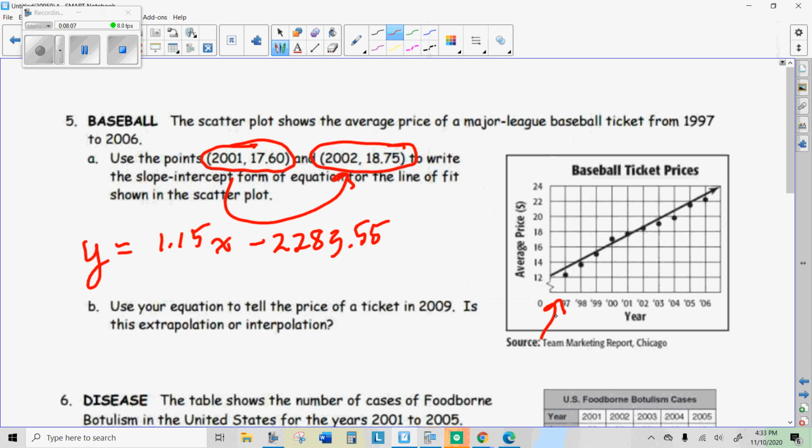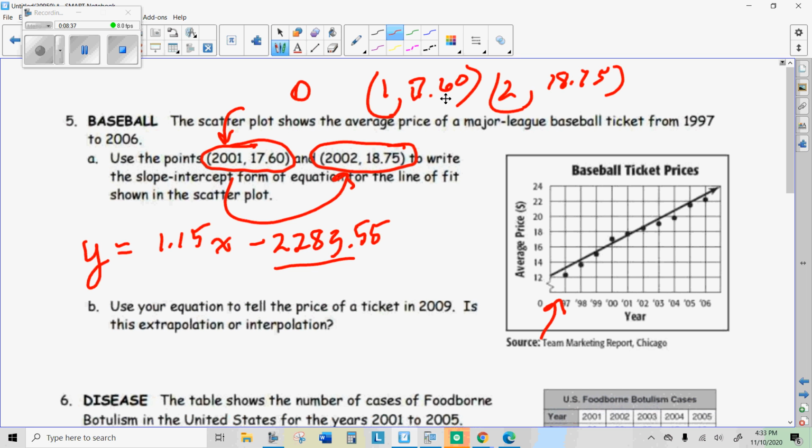Now the reason that number is so big is because we're using the year 2001, while the y-intercept is way back at the year 0. So think about that. It's like 2,000 years ago. So that's why we have to subtract such a big number. One way you could avoid that is just to enter 1 and 17.60 and 2 and 18.75, but then you have to realize that you're talking about the years since the year 2000, which isn't a big deal, but that's one way you can avoid that.